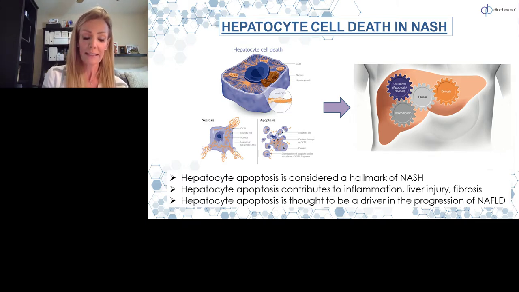So hepatocyte cell death in the liver occurs primarily through one of two modes, either necrosis or apoptosis. Necrosis is an accidental form of cell death that occurs spontaneously in response to external factors such as infection or trauma. It results in the loss of cell membrane integrity, and the cell just kind of dumps out its contents.